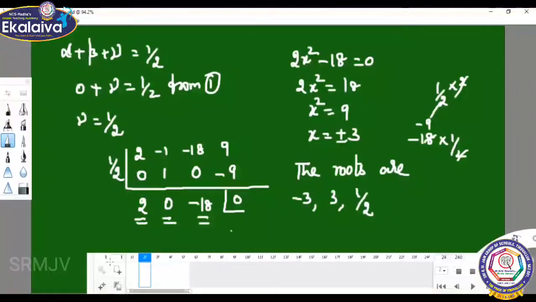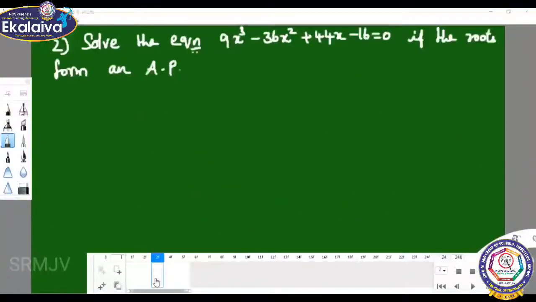Now we move on to the second sum. What is the second one? Solve the equation 9x cube minus 36x square plus 44x minus 16 equal to 0 if the roots form an arithmetic progression. If the roots form an arithmetic progression, you can take it as, let the roots be in AP.